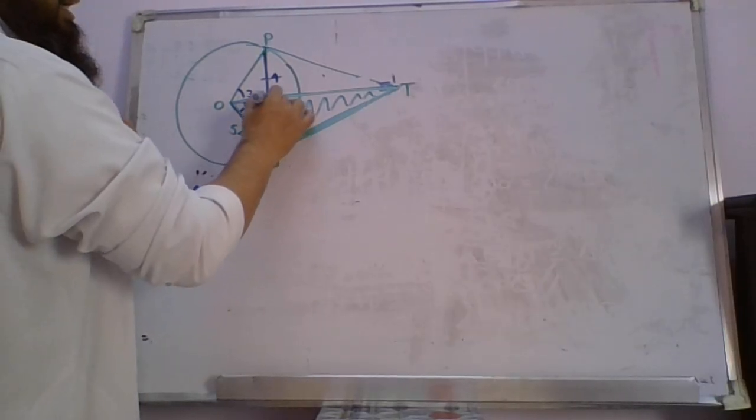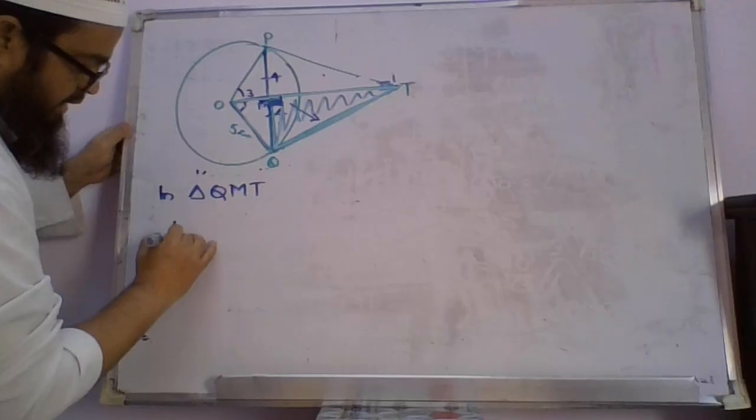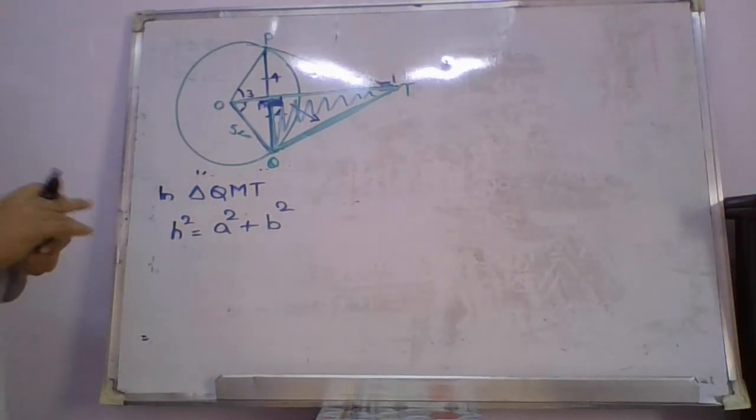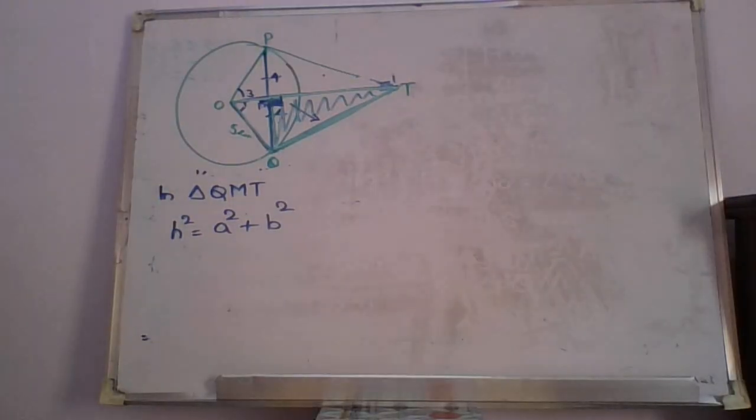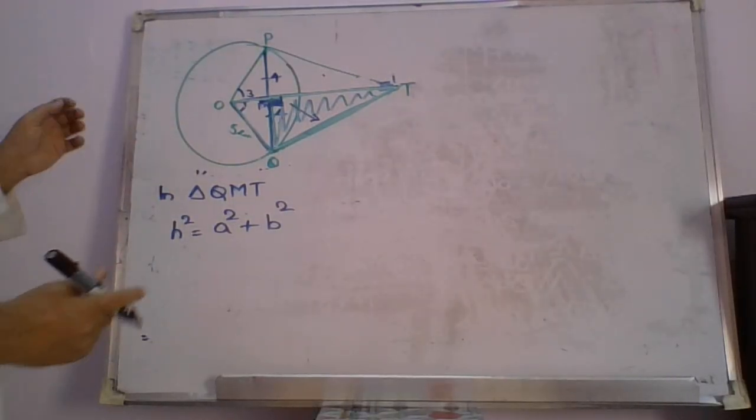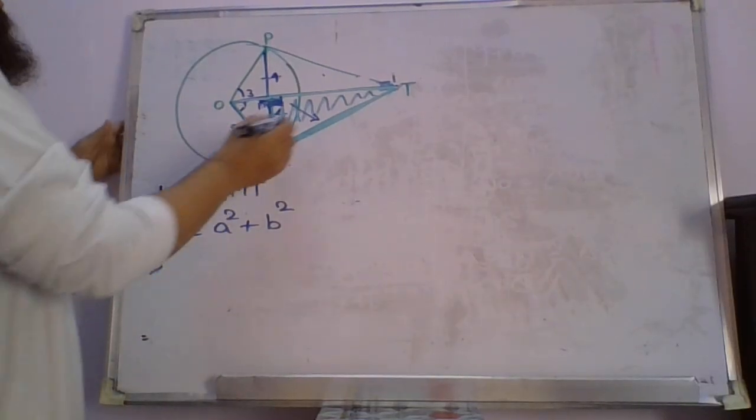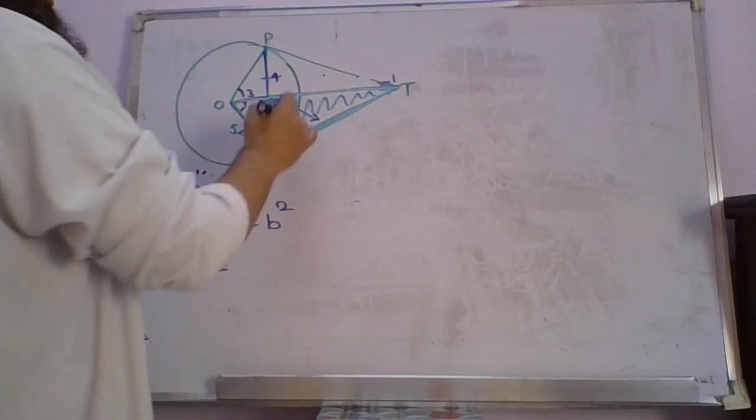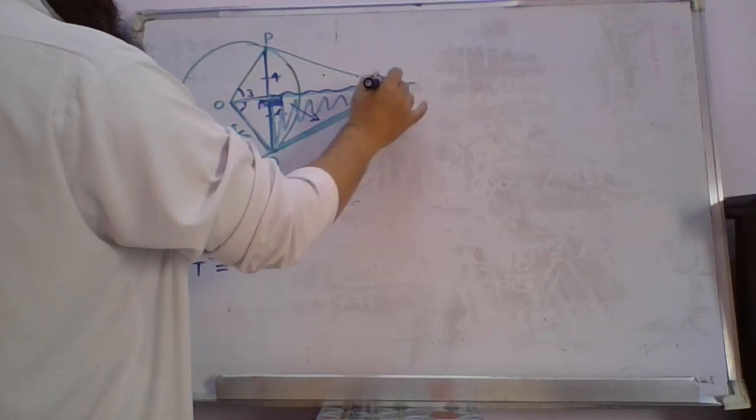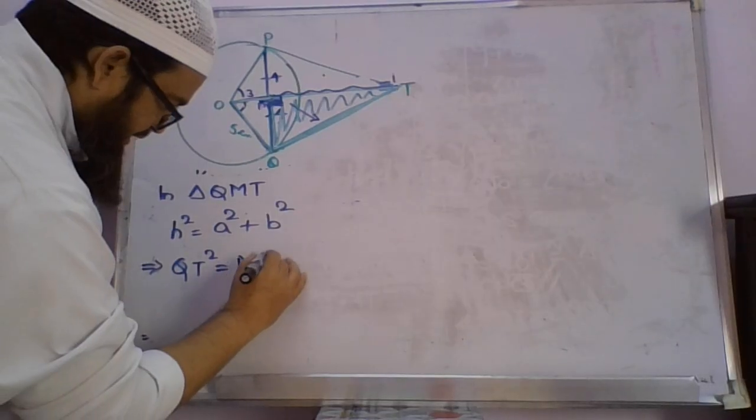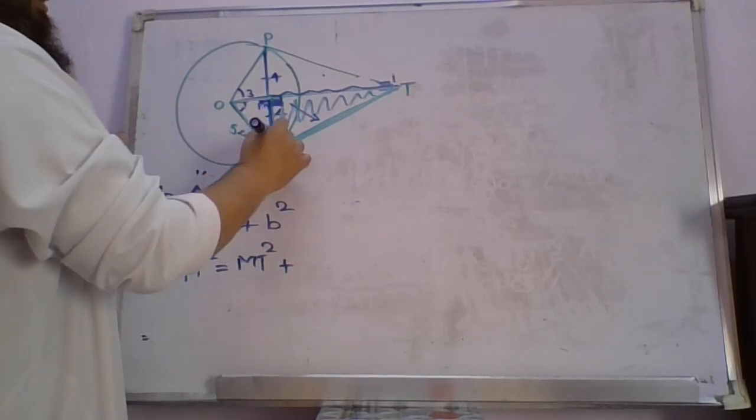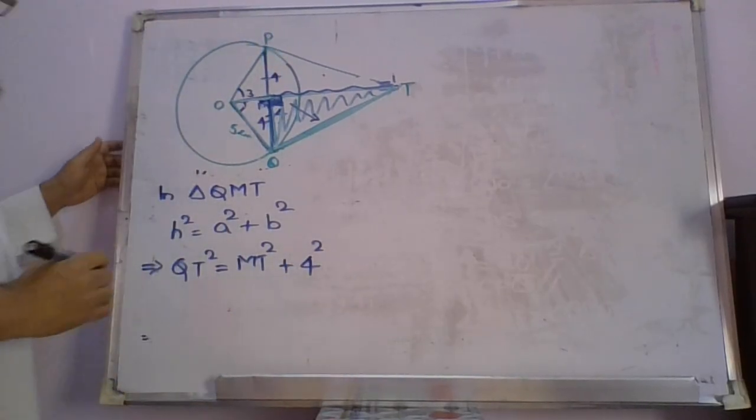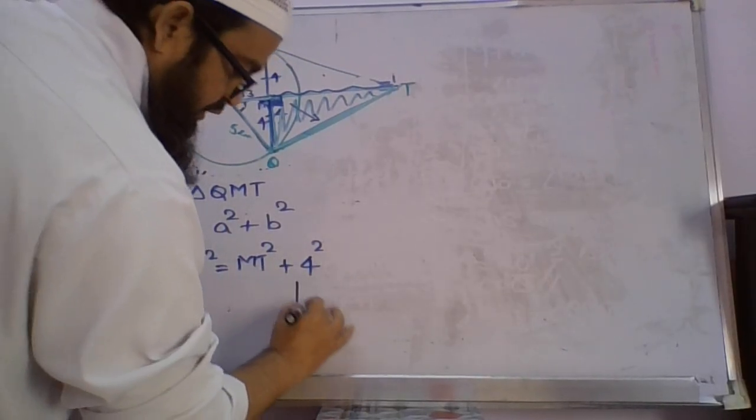This is 90 degrees, right? So this is the hypotenuse. Hypotenuse square is equal to altitude square plus base square. So what is the hypotenuse here? QT square. QT square is equal to, what is the altitude? Altitude is MT square, plus, what is the base? This we have already proved, it is 4. So 4 square. Is it right? So this will be our first equation.